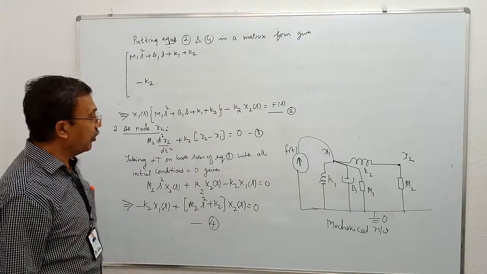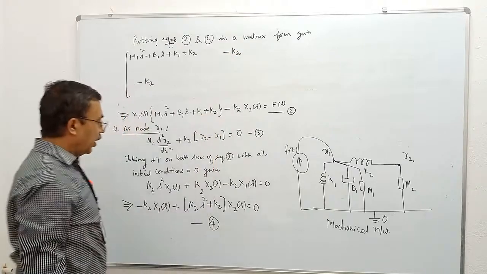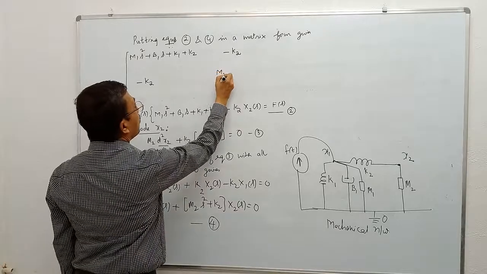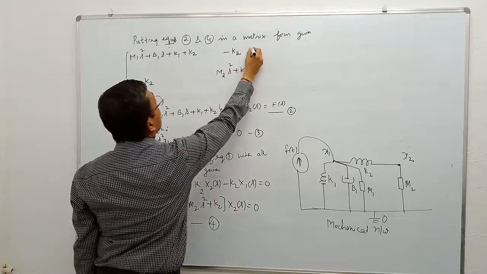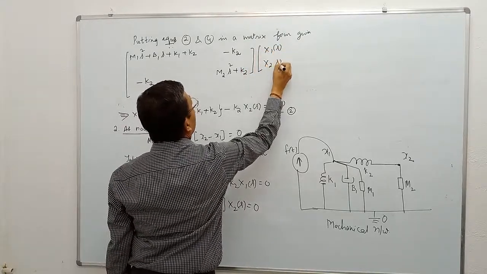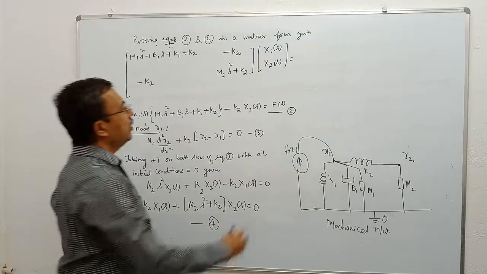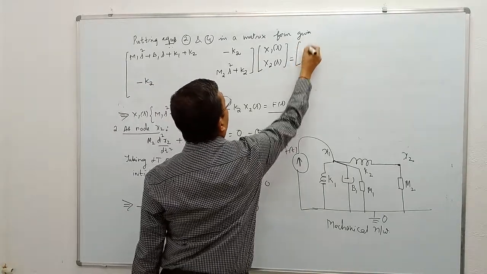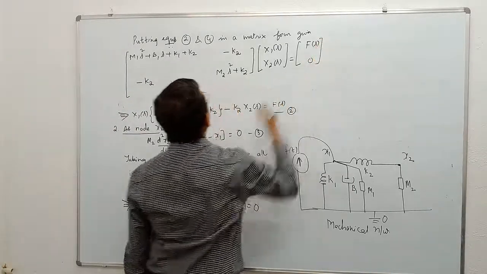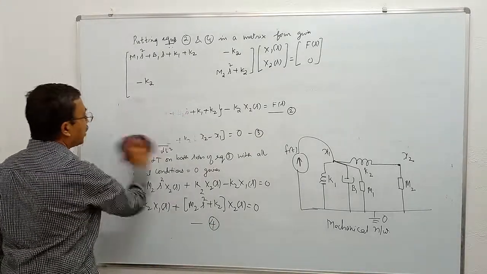Second column will write the coefficients of x2 of s. In equation 2, that coefficient is minus k2. In equation 4, the coefficient of x2 of s is m2 s square plus k2, multiplied by the column matrix x1 of s, x2 of s, is equal to, in equation 2, the right hand side is f of s. In equation 4, the right hand side is 0. So this is the matrix equation. Now we have to solve for x2 of s. This is done by using Cramer's rule.